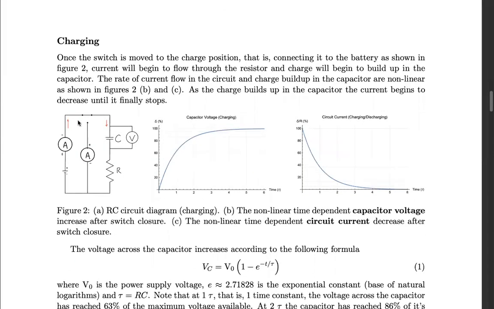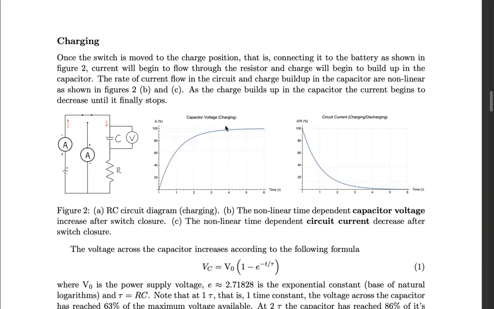Okay, so now we're showing the closed charging circuit. Once the switch is moved to the charge position, that is connecting it to the battery as shown in figure 2, the far left side, the current will begin to flow through the resistor, and charge will begin to build up on the capacitor. The rate of current flow in the circuit and charge buildup in the capacitor are nonlinear, as shown in figures 2B and C. As the charge builds up in the capacitor, the current begins to decrease until it finally stops.